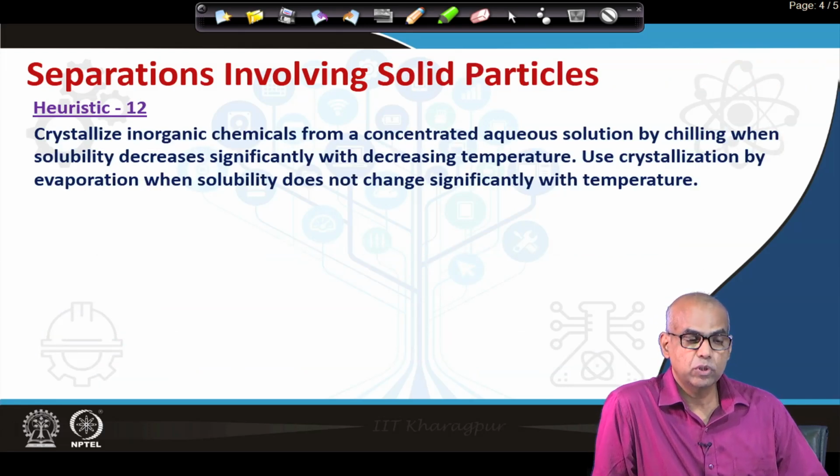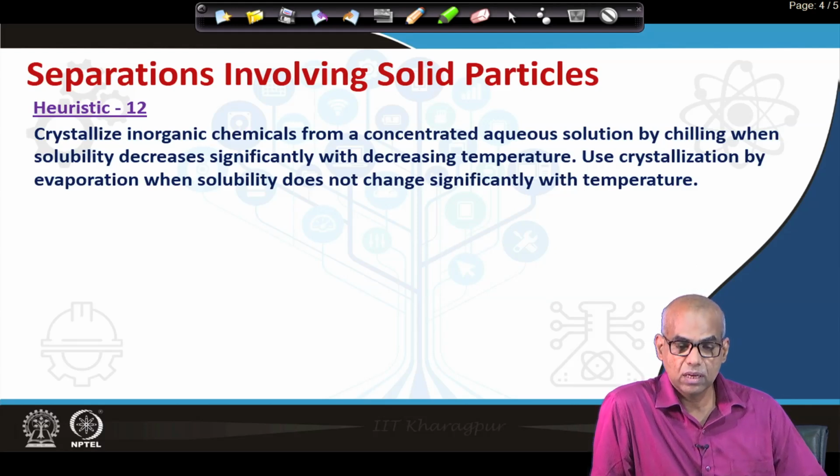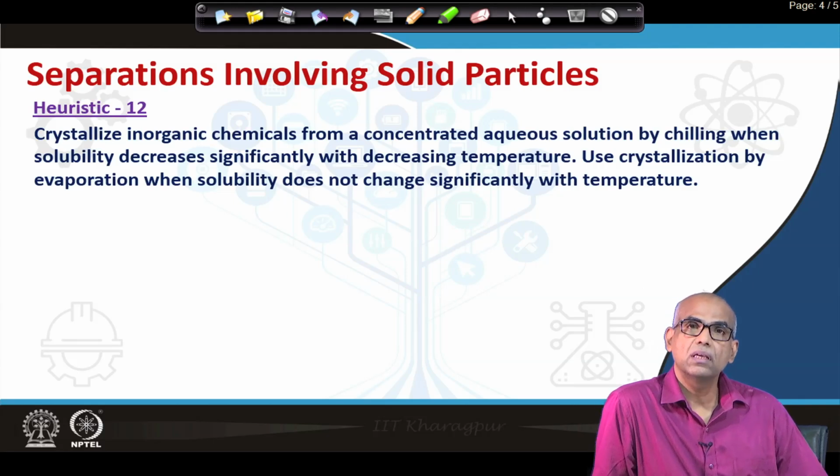Heuristic 12 is about separations involving solid particles. Crystallize inorganic chemicals from a concentrated aqueous solution by chilling when solubility decreases significantly with decreasing temperature. Use crystallization by evaporation when solubility does not significantly change with change in temperature. So, you can crystallize inorganic chemicals from a concentrated aqueous solution by cooling it down when the solubility is a strong function of temperature. So, solubility should decrease rapidly with decrease in temperature. Then you can efficiently use crystallization.